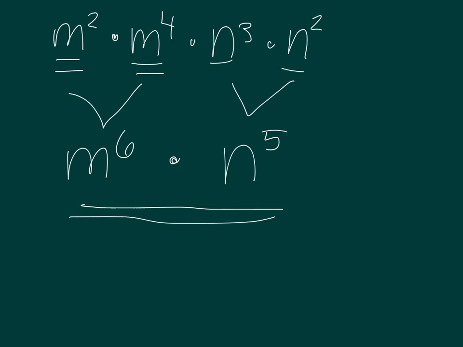You may sometimes see this written m to the sixth, n to the fifth, because we know when we have variables right up against each other, it means to multiply. So now we've gone through the power of a product. Let's go on now to the next rule, which is, we'll learn the quotient rule.